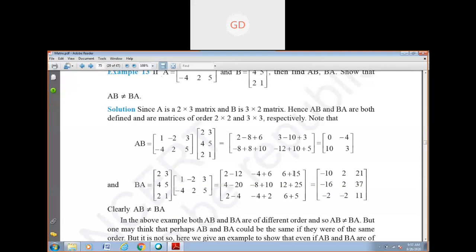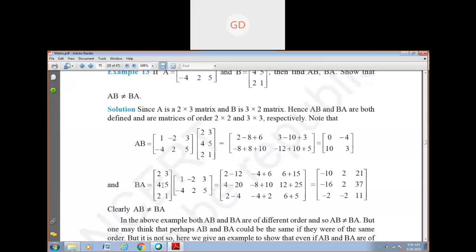Now multiplication by the second row. We have the second row in the result. So second row into first column, that is 4 into 1, 5 into minus 4. That is 4 ones are 4 and 5 fours are minus 20. So 4 and minus 20.